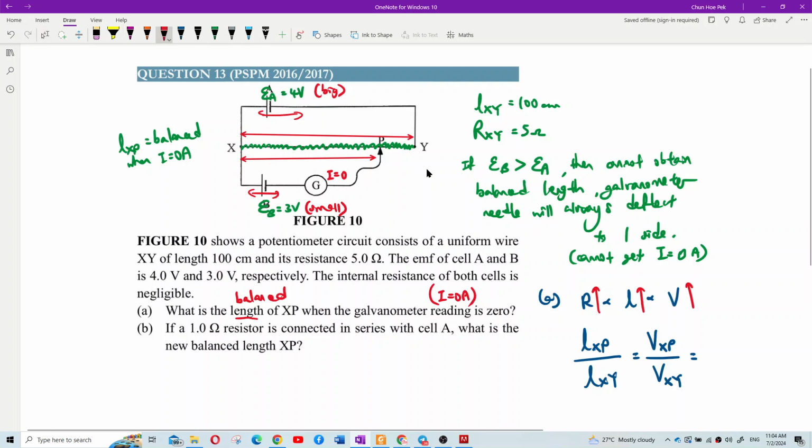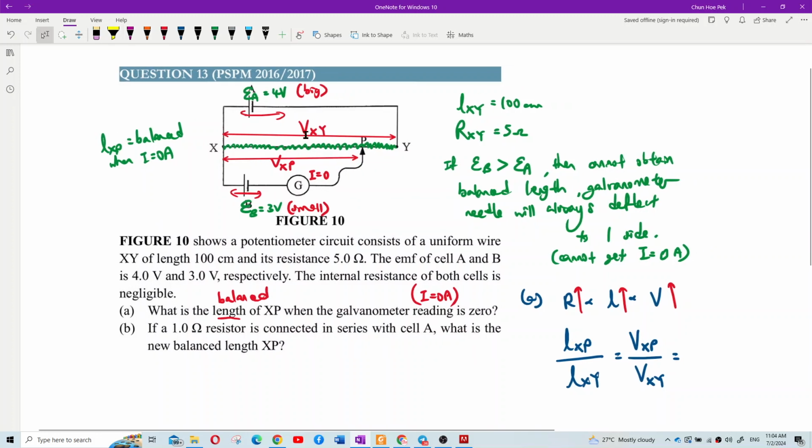Okay, so here is voltage XY, and below here is voltage XP. Voltage XY is 4 volt. They're parallel. Voltage XY is parallel to the battery, so 4 volt. So I can write over here, voltage XY is for EMF A. Voltage XP ialah parallel to battery EB. So atas itu tulis EB. Faham tak? Voltage XP is for EB.